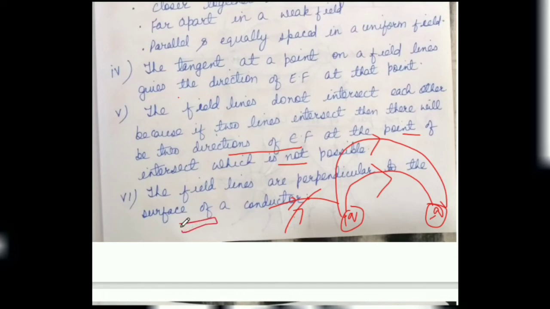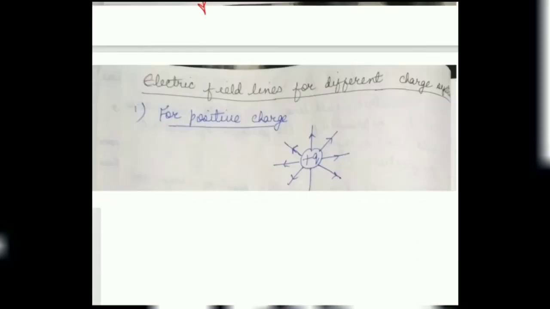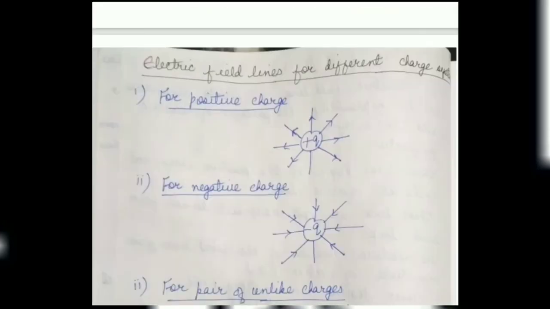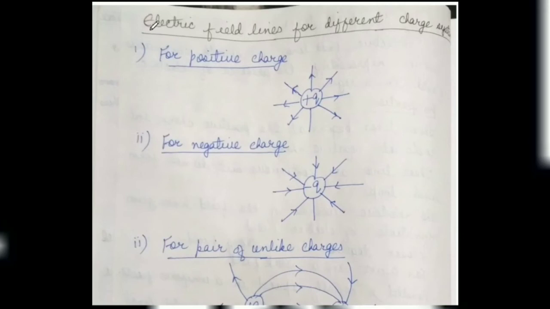Suppose this is a conductor, then the field lines are always perpendicular to the surface of the conductor. It is at 90 degrees, right? Now again one important question comes: draw electric field lines for different charge systems, for positive charge and negative charge.